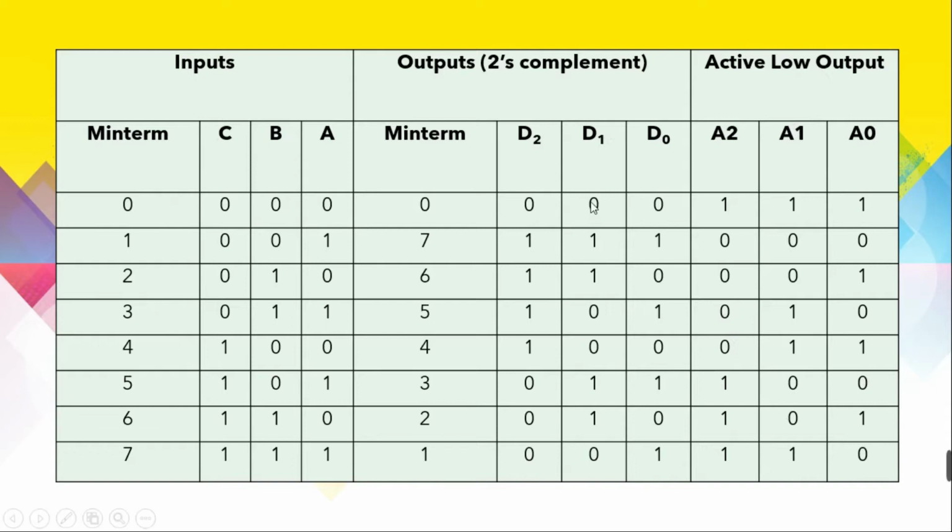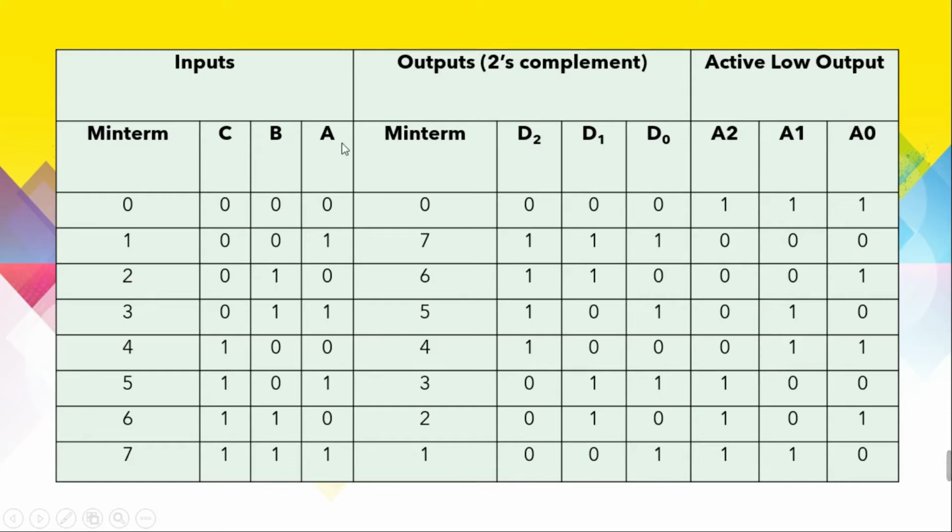Let's say that the original output was 000, so for active low output it will show the output as 111. If the output is 011, then since we want to see the active low output, the output will be 100. If you get the original output as 010, then the active low output will be 101. So this is basically the truth table where we are including our active low part too.